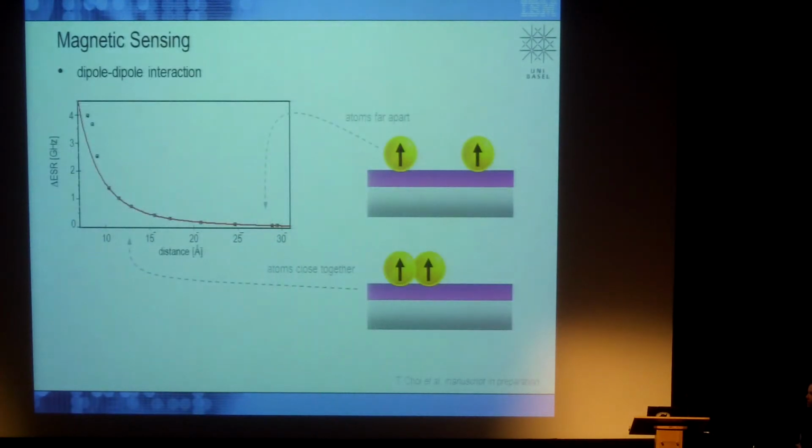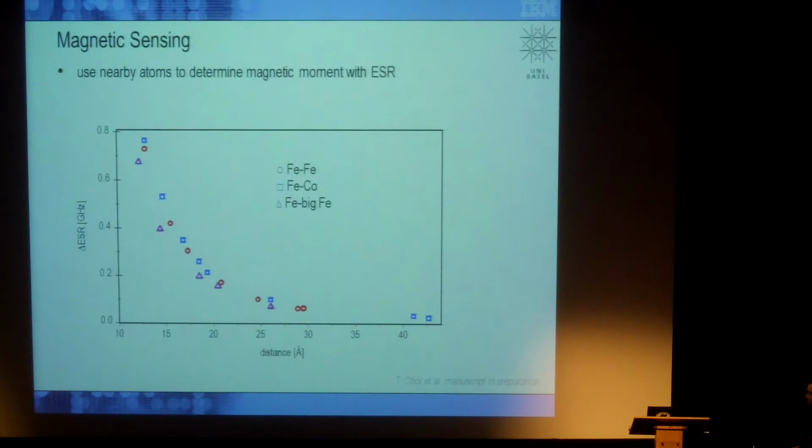with this. And another thing that can be done is to use this splitting of the ESR, which I plot here, for sensing. When atoms are far apart, the splitting between these two frequencies is very small, and when they're close together, it gets larger and larger. So this is dipole-dipole interaction. And with that, we can determine magnetic moments of close-by atoms. For example, when we have an iron atom next to our iron atom to probe, that's what I just showed you. And then with cobalt next to it, it will have a different curve.